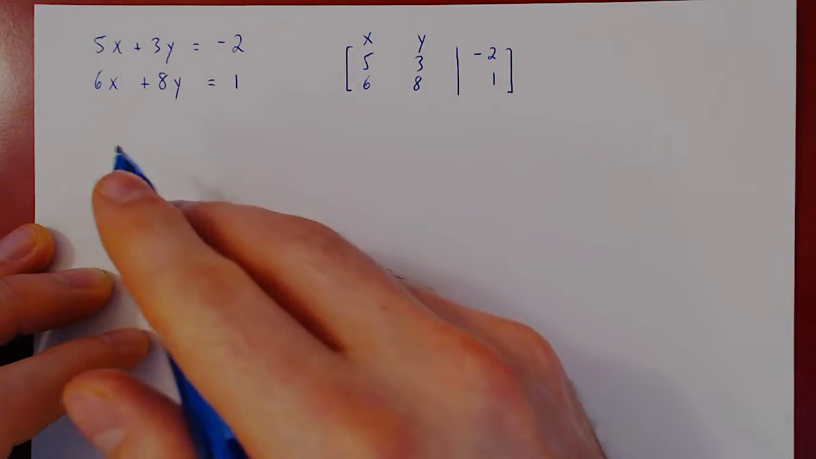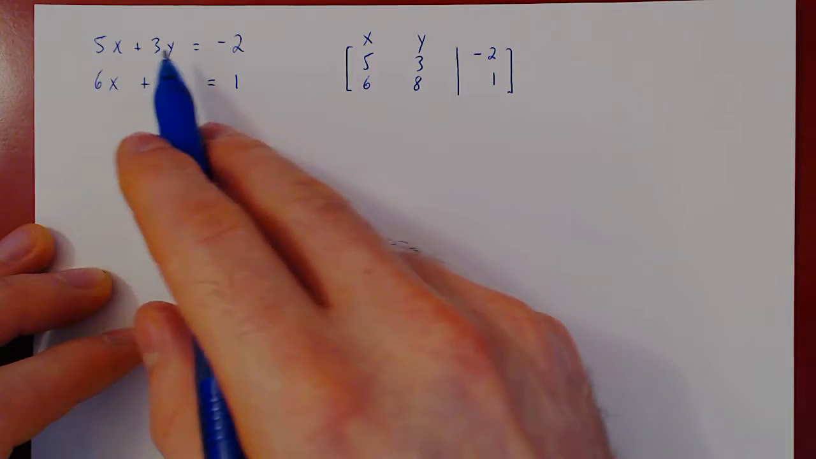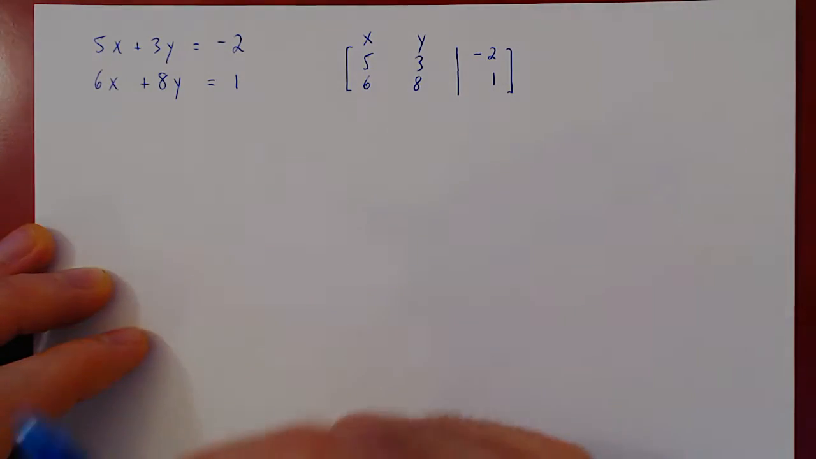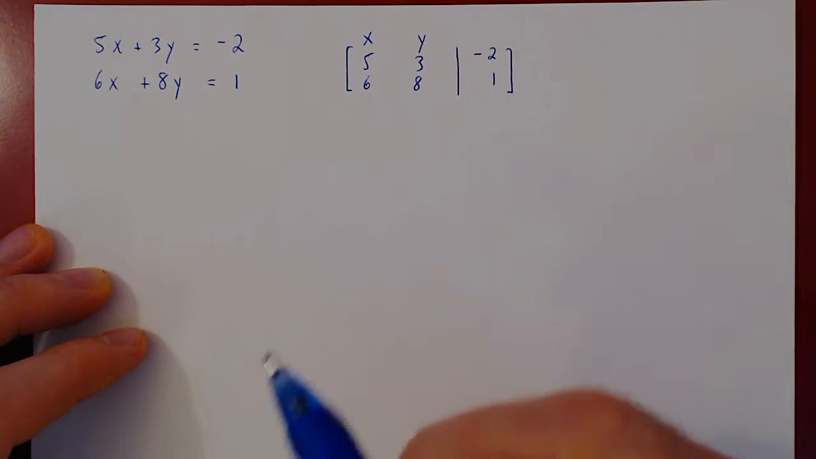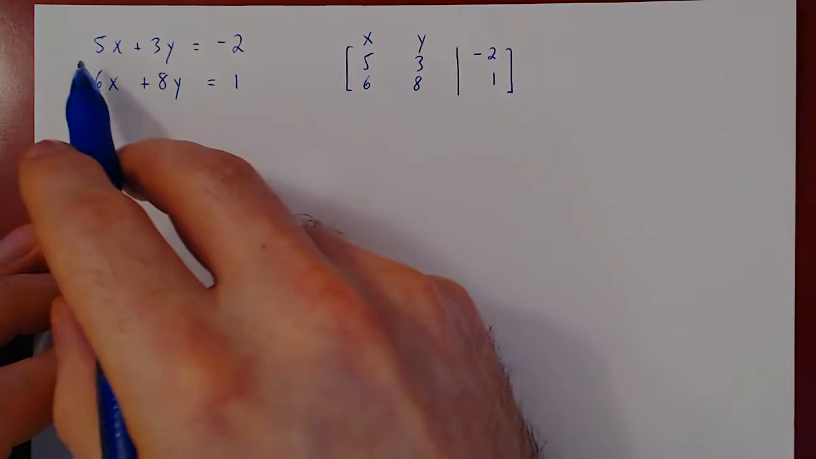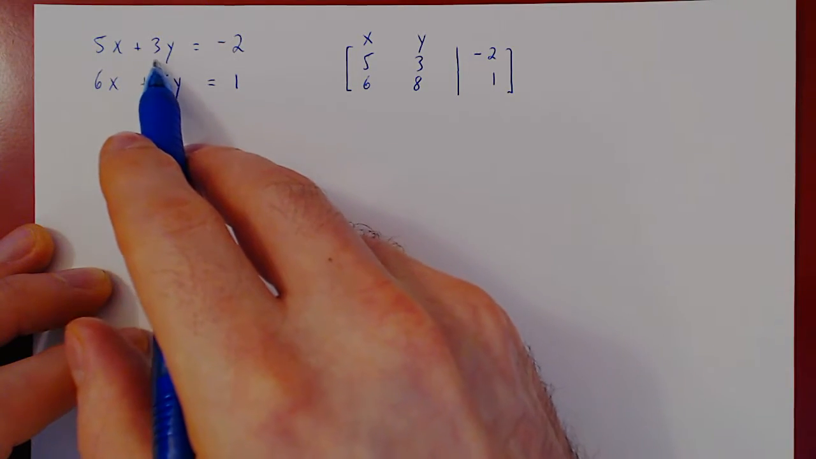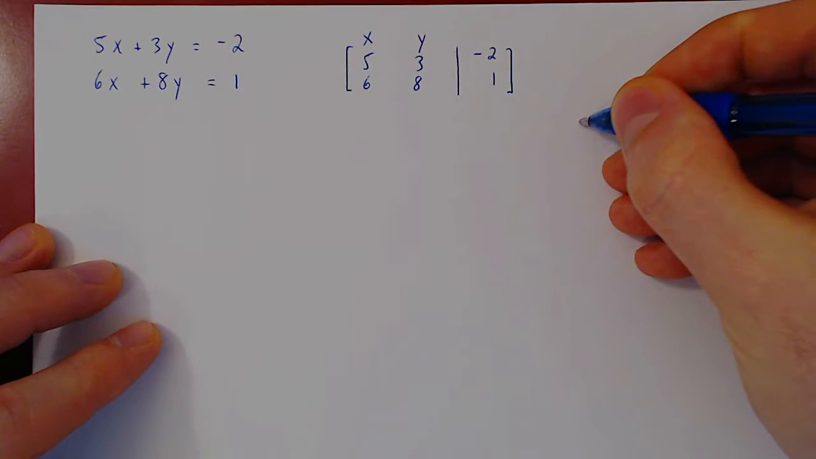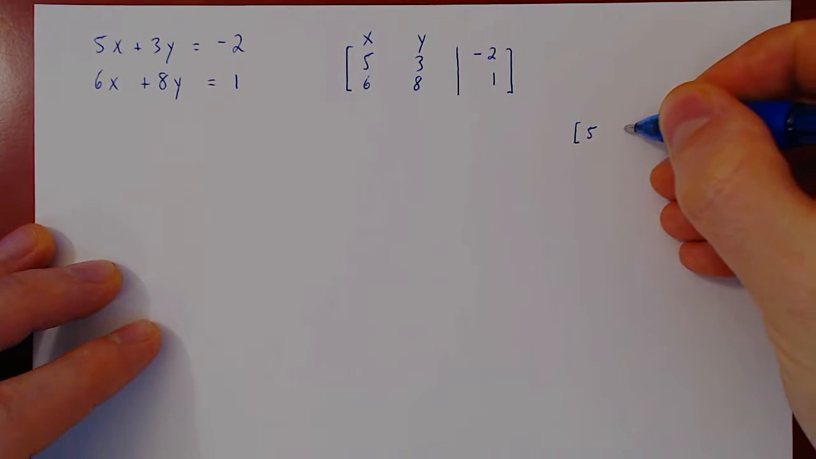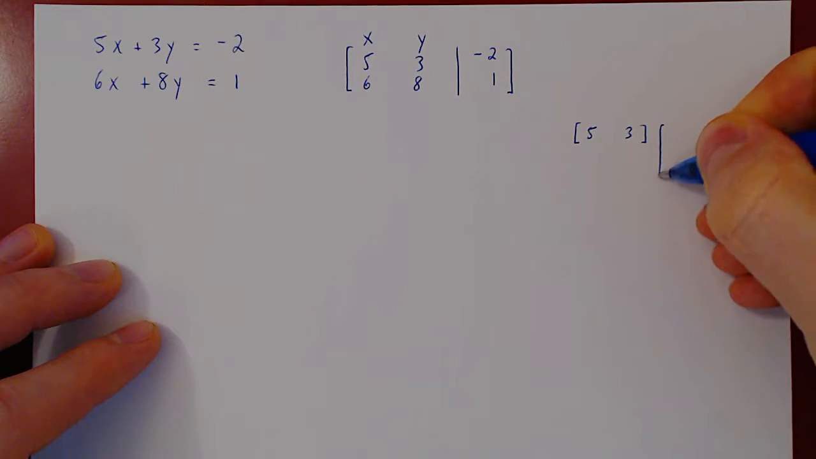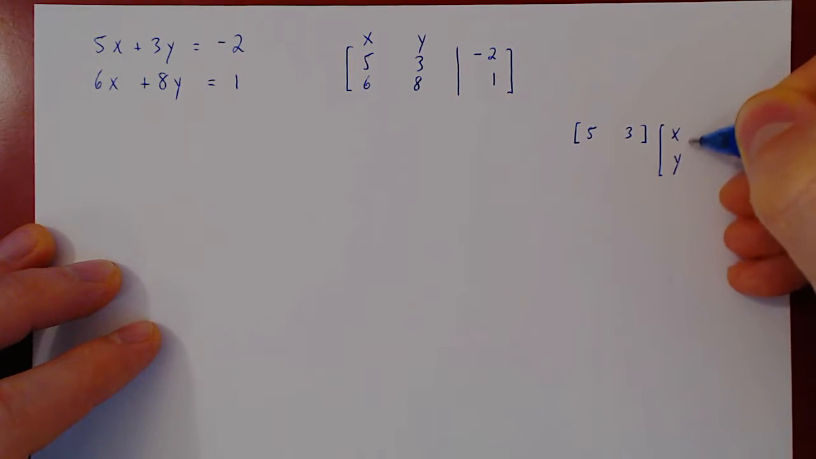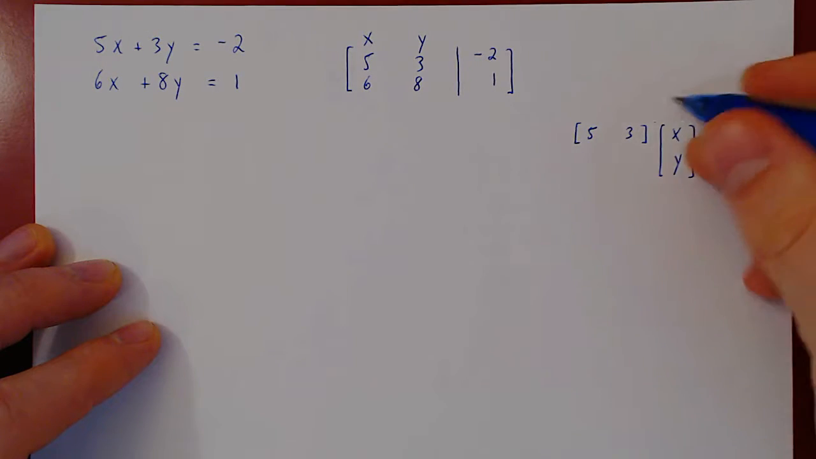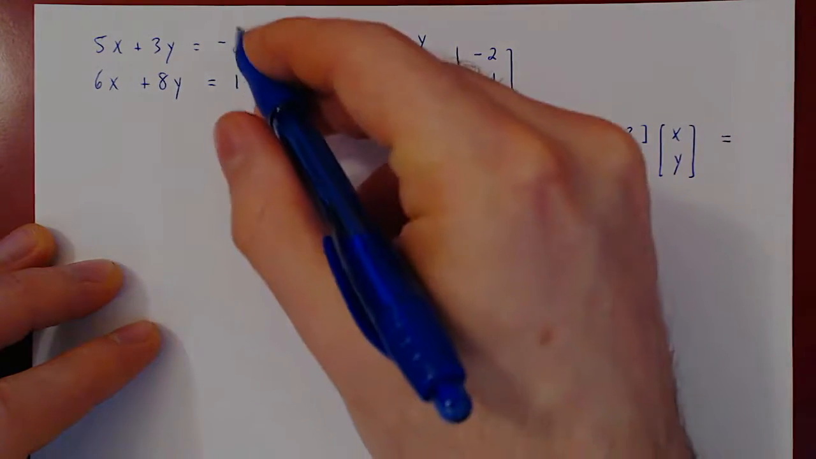Let's look at the left-hand side. And if you notice, this looks like a row times a column matrix, right? If you remember how we multiply a row times a column, we multiply corresponding entries and we add them up. So 5 times x plus 3 times y looks like a row given by 5, 3 times the column x, y. 5x plus 3y would be a 1 by 1 matrix, and this is equal to negative 2.